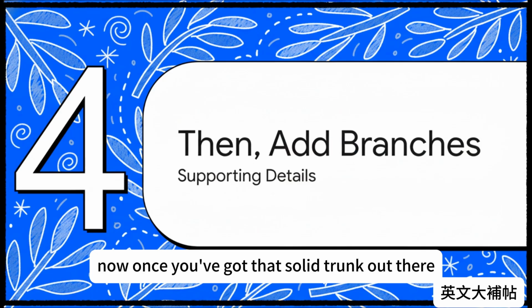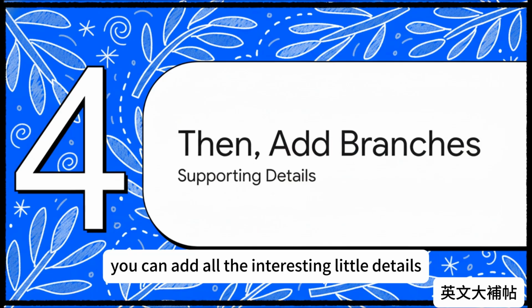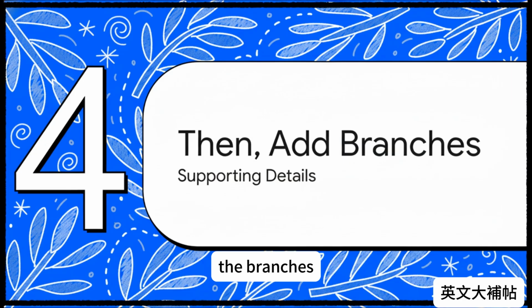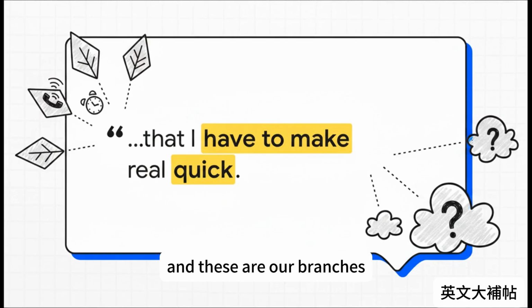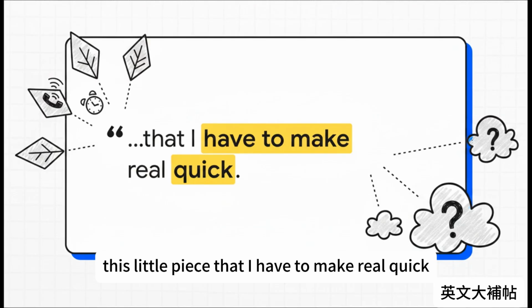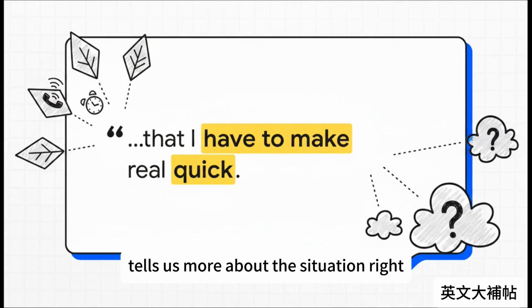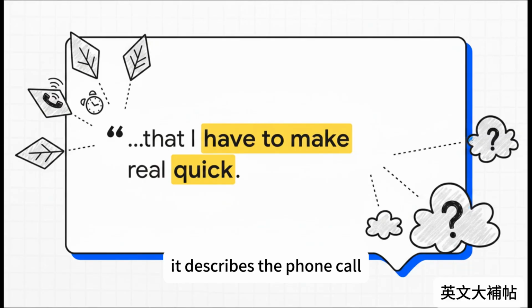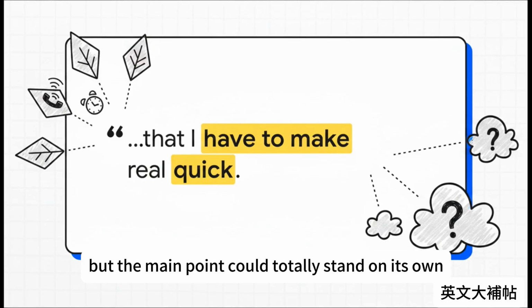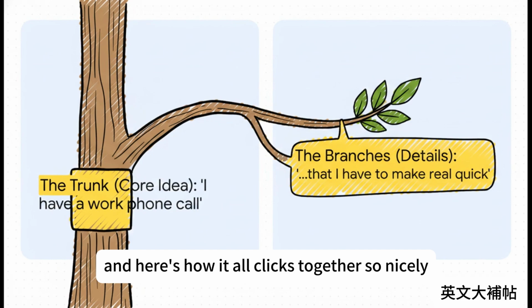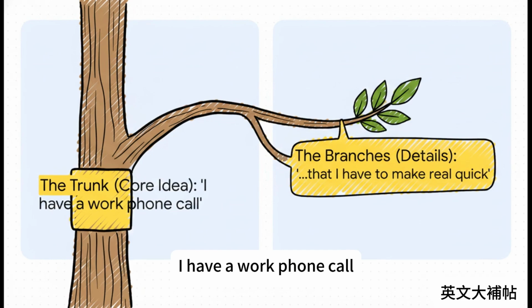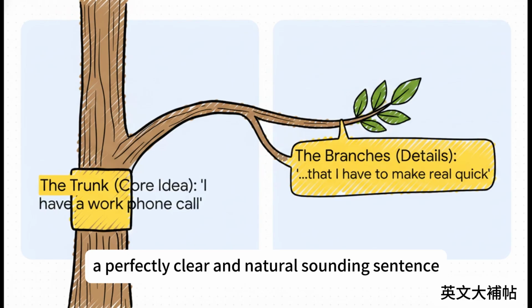Now, once you've got that solid trunk out there, you can start having fun. You can add all the interesting little details, the branches that give your sentence more flavor and more context. And these are our branches. This little piece, that I have to make real quick, tells us more about the situation, right? It adds a sense of urgency. It describes the phone call, but the main point could totally stand on its own without it. It's just extra information. And here's how it all clicks together so nicely. You start with the strong, simple core, I have a work phone call. And then you just attach the detail, that I have to make real quick. And what you get is a perfectly clear and natural sounding sentence.